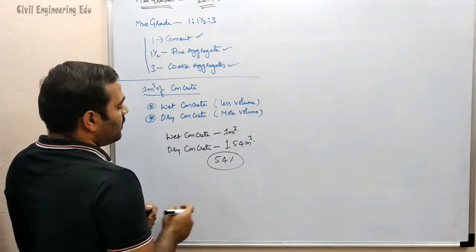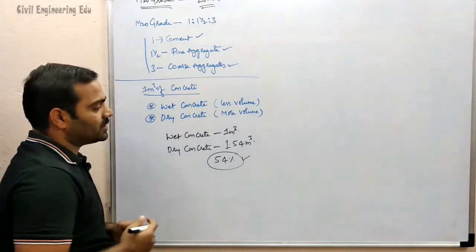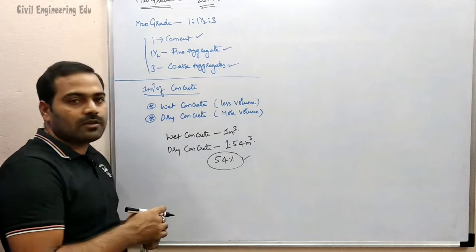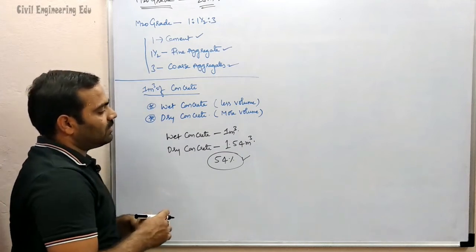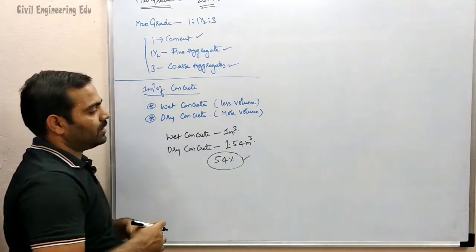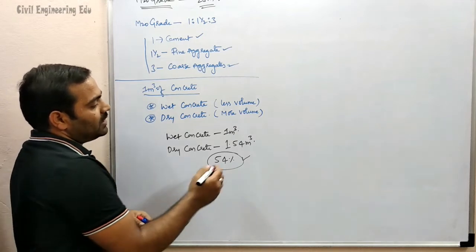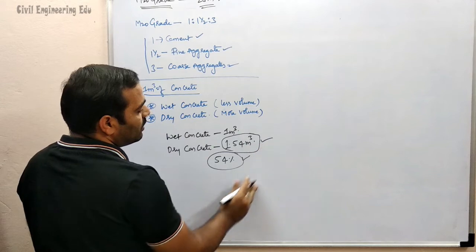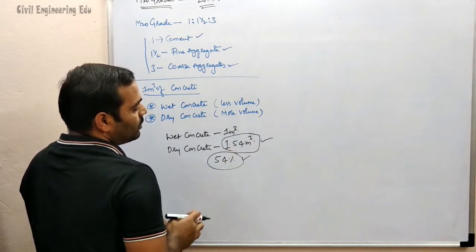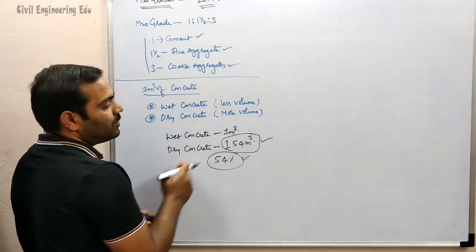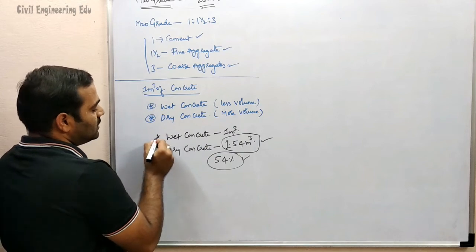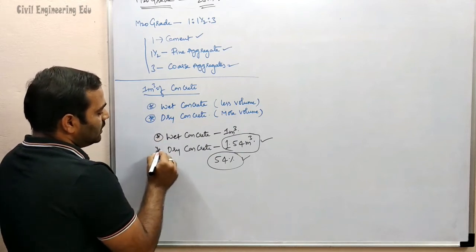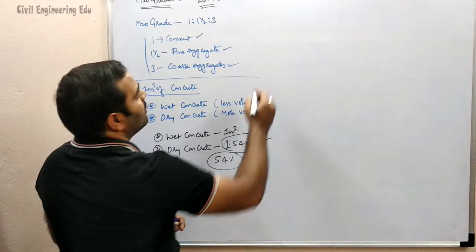In case of dry concrete we need to increase 54% that of wet concrete. So this is the reason why we will take 1.54 meter cube. So here this is our reference. We need to calculate the materials only based on 1.54 meter cube. We should not consider 1 cubic meter because this is after adding water, this is before adding water.